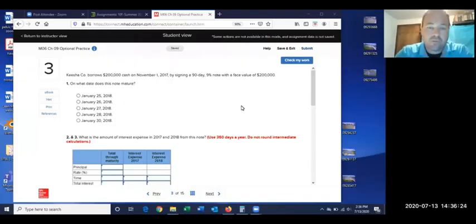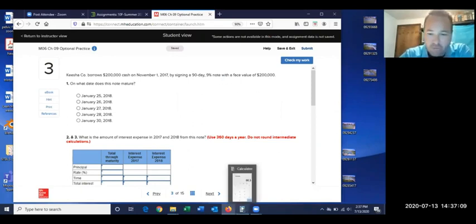Okay, as we start with the short-term liabilities here in Connect, I'm skipping now up to number 3. We got borrowing $200,000 cash towards the end of November, and going into the next year, a 90-day note. So a 3-month note, 9% interest.